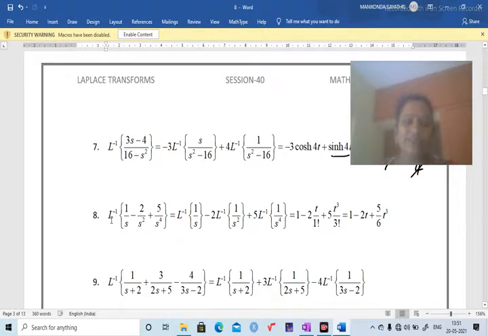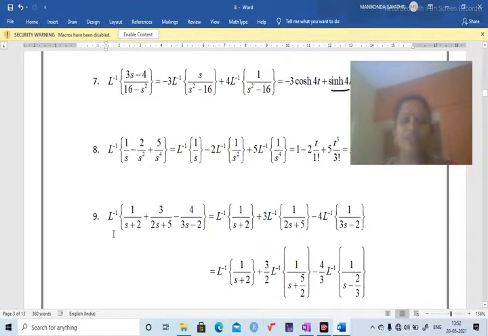Next one, L inverse of 1 by s minus 2 by s square plus 5 by s power 4. Write down separate L inverses by taking constants outside. So here L inverse of 1 by s is 1. Here n is 1, so t by 1 factorial. Here n is 3, so t cubed by 3 factorial. On simplification, we are going to get this step.